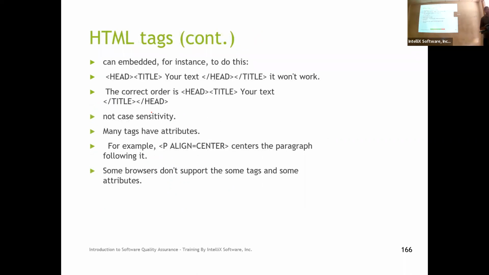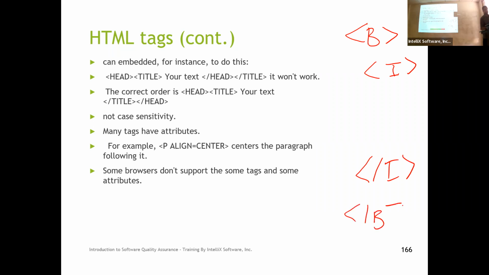So I can have something like: hey, I'm going to do a bold. And then I'm also going to do an italicize. At some point, I'm going to stop italicizing it, and then I'll stop bold, right? So this is called the outer layer, and this one is nested inside it.